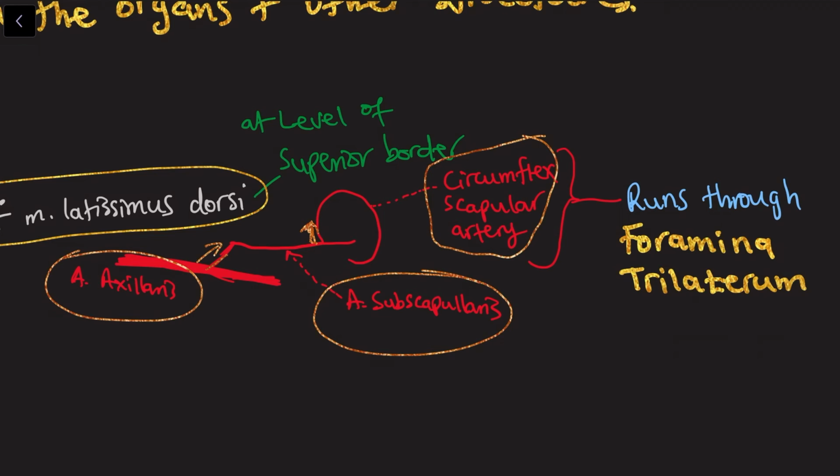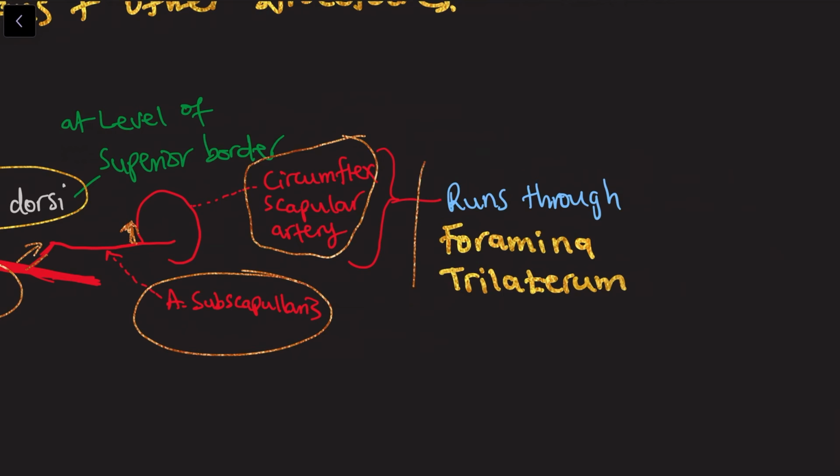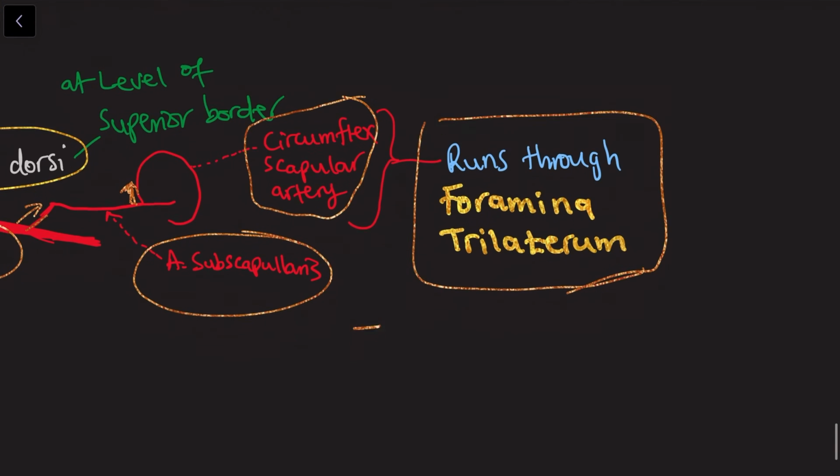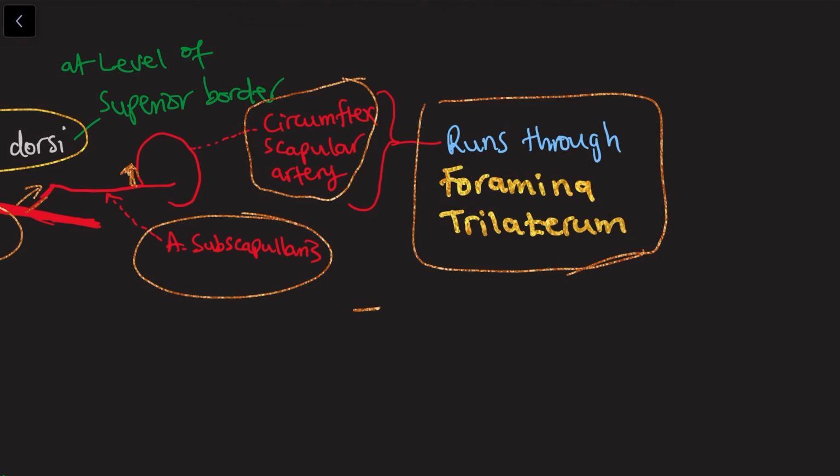This arteria circumflexa scapulae that breaks off from arteria subscapularis runs through the foramen trilaterum. That's another very important anatomical, surgical landmark within that region. So you have 2 very important landmarks. You have your latissimus dorsi, you have your humerus, and at the angle there you find the foramen quadrilaterum. At the superior border of the tendon of latissimus dorsi, the axillary artery gives off a branch called the arteria subscapularis, which further gives off another branch, arteria circumflexa scapulae, and this artery runs through the foramen trilaterum.